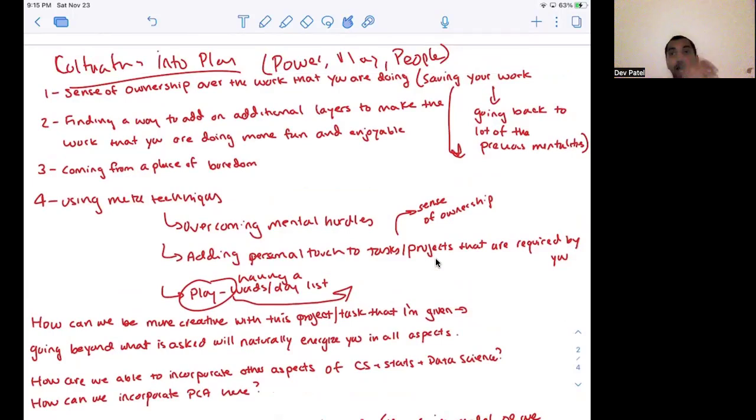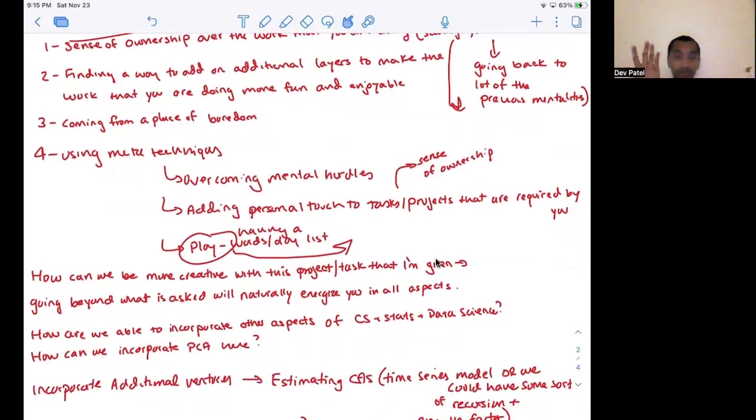Because when you're able to add something that you're not directly told to add or do, it gives a sense of power, a sense of play, a sense of energy, it also stretches your creative energy in many different ways, and you're able to have a sense of ownership over what you're doing. And three is coming from a place of boredom, right? So you're doing something not because you have to, but because you're coming from this different place mentally, and then you're doing the craft. So that's another perspective to have.